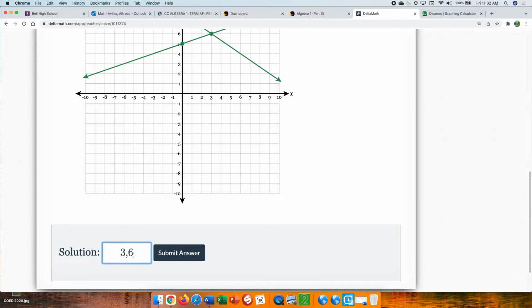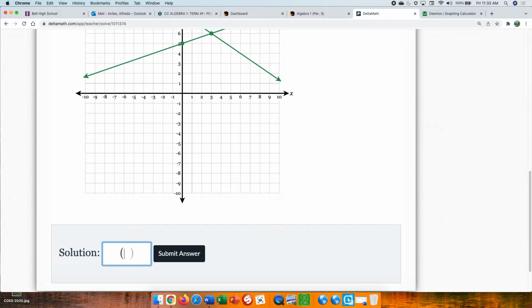3/6? 3 take away 6? 3 times 6? Are you sure? I'm gonna write it like that. I think it's gonna mark it wrong. No, that's not how you write a coordinate. Aren't you supposed to have a parentheses like this?